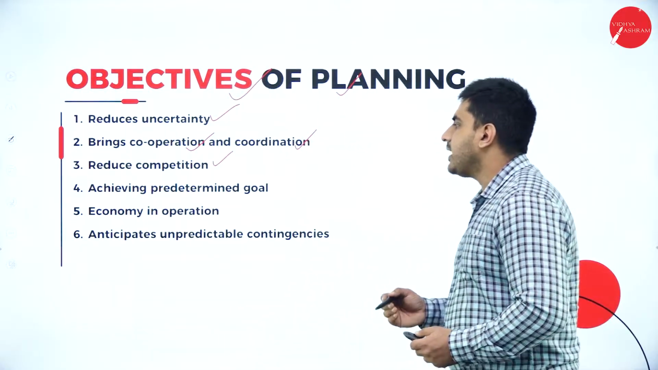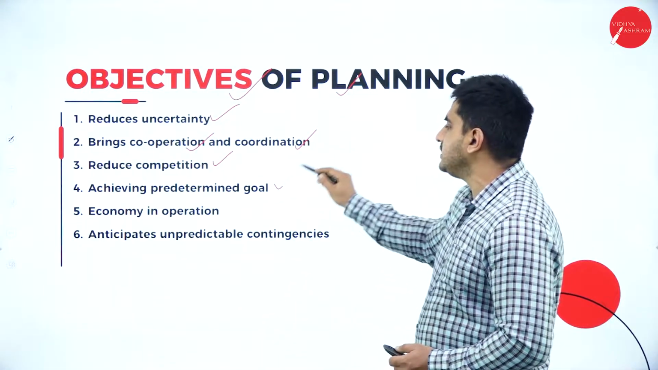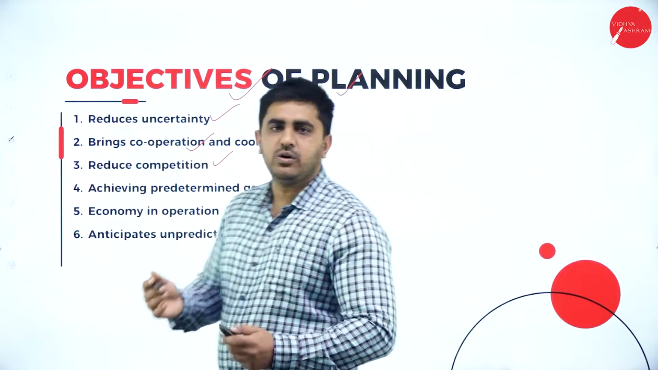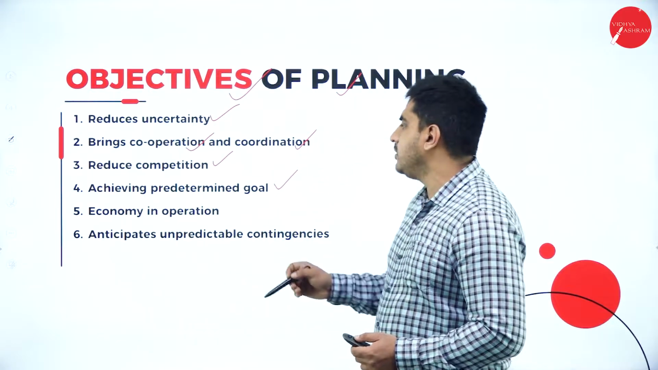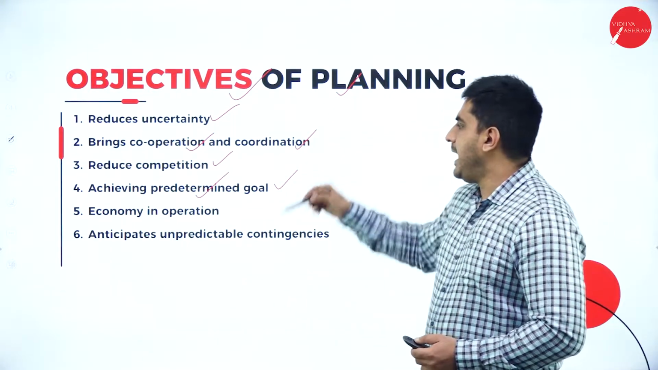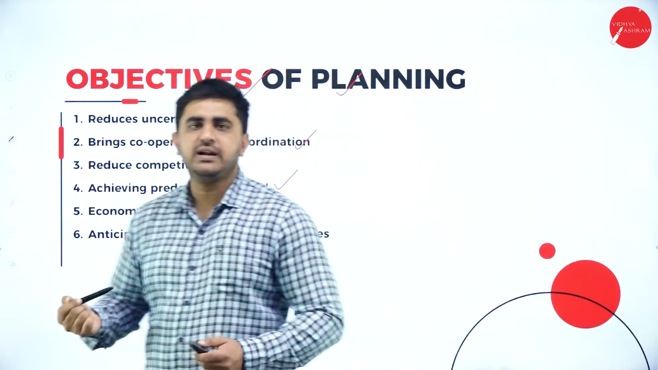So next we go for achieving predetermined goals. What does this mean? That is, you have one goal of making 1 crore profit. So to achieve that goal, that predetermined goal, planning is helping. So this is predetermined goals.